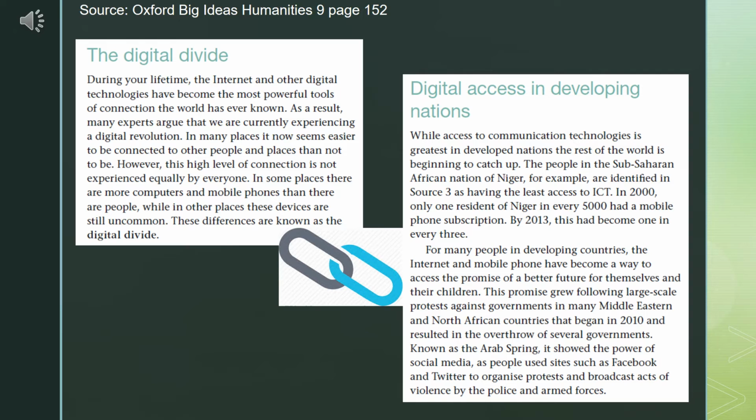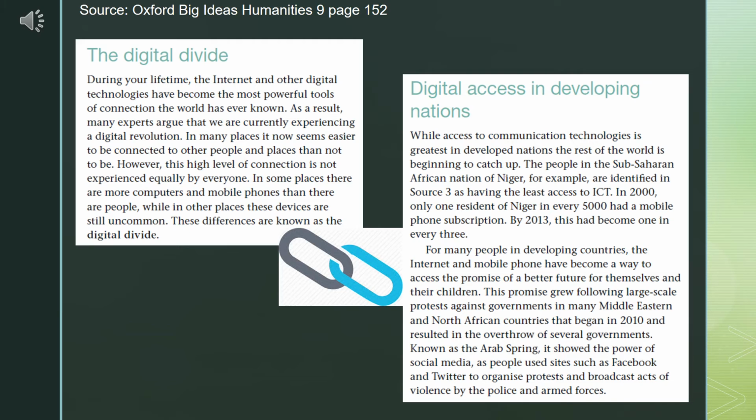So let's take a closer look. While access to communication technologies is greatest in developed nations, the rest of the world is beginning to catch up. The people in the sub-Saharan African nation of Niger, for example, are identified in Source 3, which I'll show you in just a minute, as having the least access to ICT. In 2000, only one resident of Niger in every 5,000 people had a mobile phone subscription. By 2013, this had become 1 in every 3.